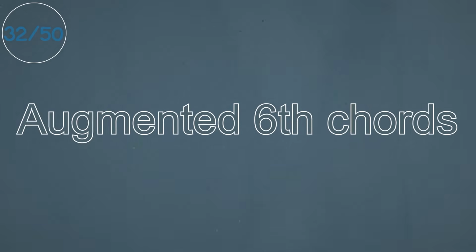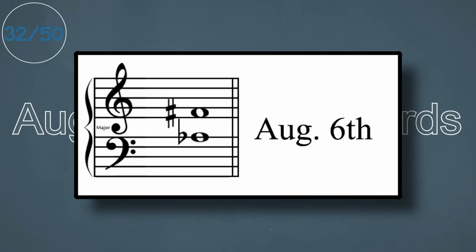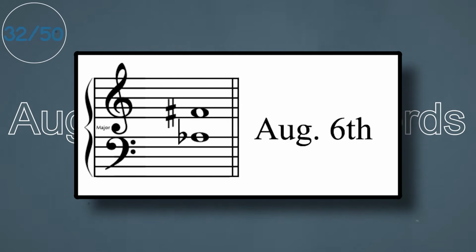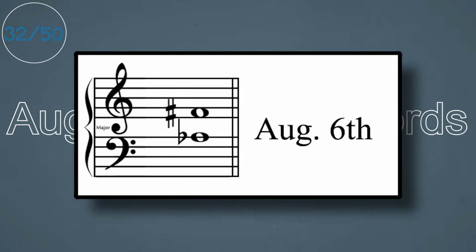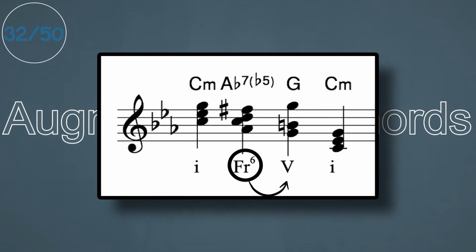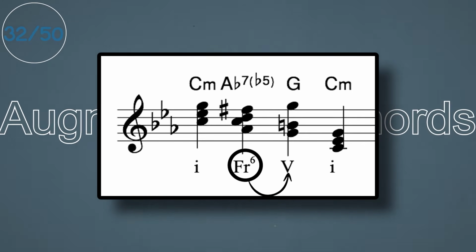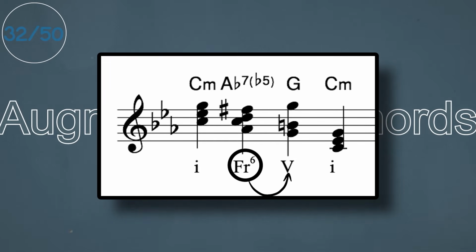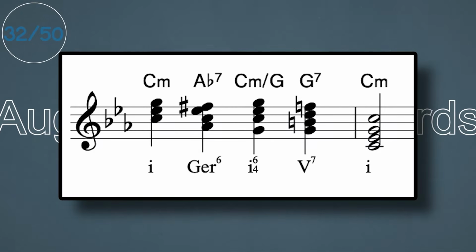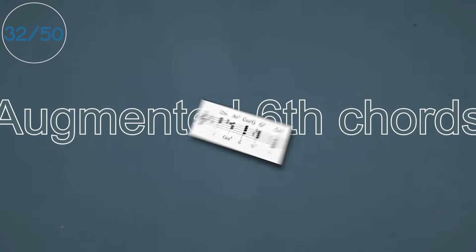Augmented 6th chords. An augmented 6th chord is one that contains the interval of an augmented 6th, which is enharmonically equivalent to a minor 7th that then expands outwards to an octave. Augmented 6th chords typically come before dominant chords, and that again makes it a subdominant chord. The 3 most common types of augmented 6th chords are the French, German, Italian.